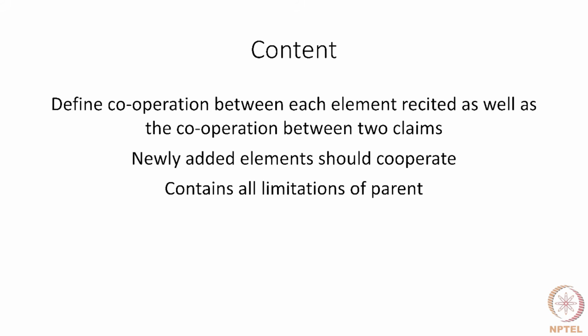It should contain all limitations of the parent. If the parent has 3 limitations in the foldable iPhone, we saw that there was a housing, there was a structure, and there was a display. The same limitations will carry on to the dependent claims.